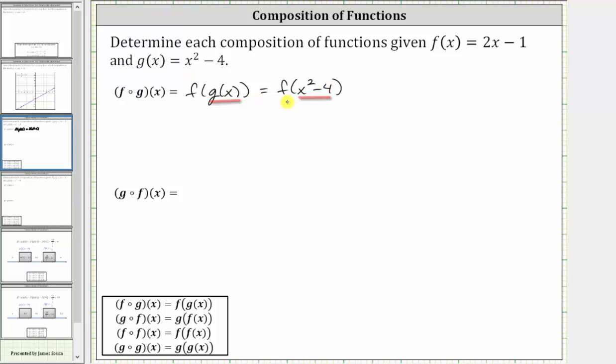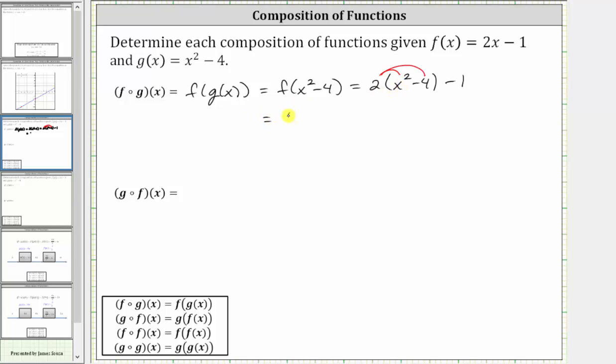Now the function rule for g of x becomes the input into f of x, and since f of x is equal to 2x minus 1, we substitute x squared minus 4 for x, which gives us 2 times the quantity x squared minus 4 minus 1. And now we clear the parentheses by distributing and then combine like terms.